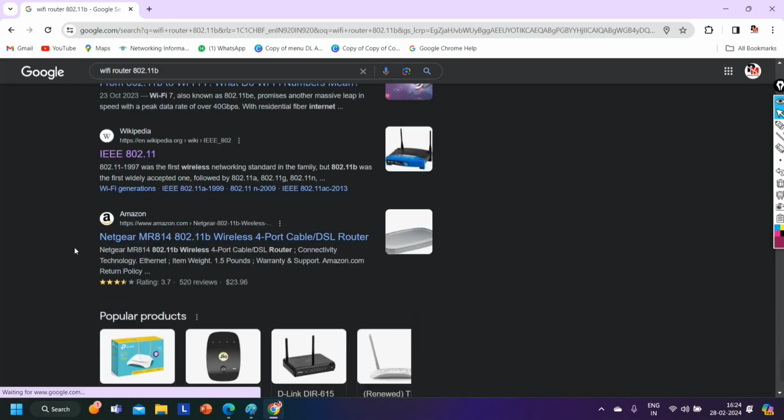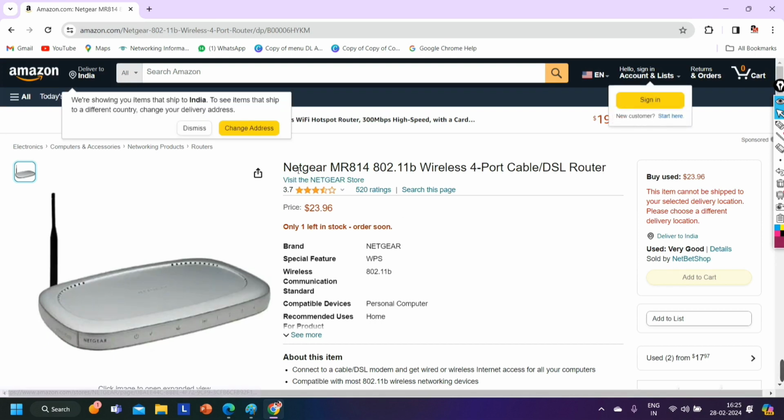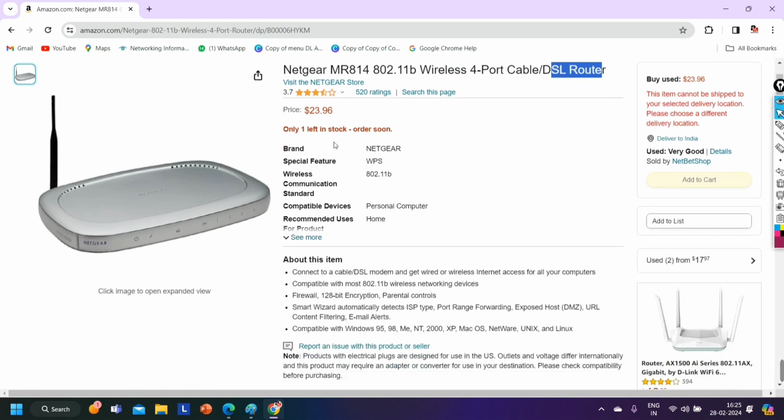Okay, so Amazon is also there. You can check it on Amazon also. On the Amazon website it is going to provide you the description, right? 802.11b wireless 4 ports cable DSL router. This is the price of this access point, or you can say wireless router.